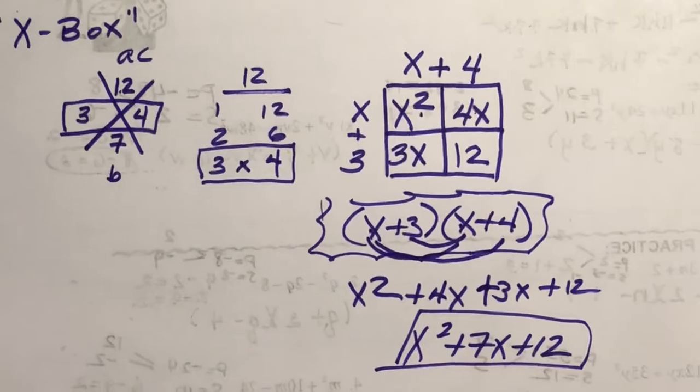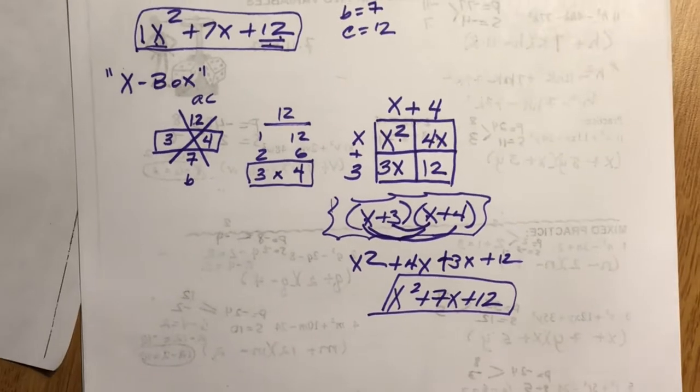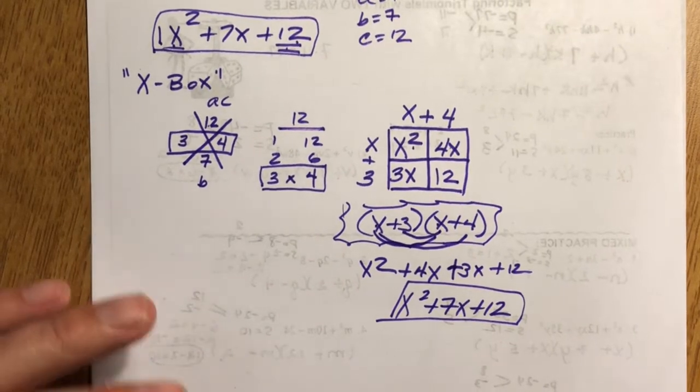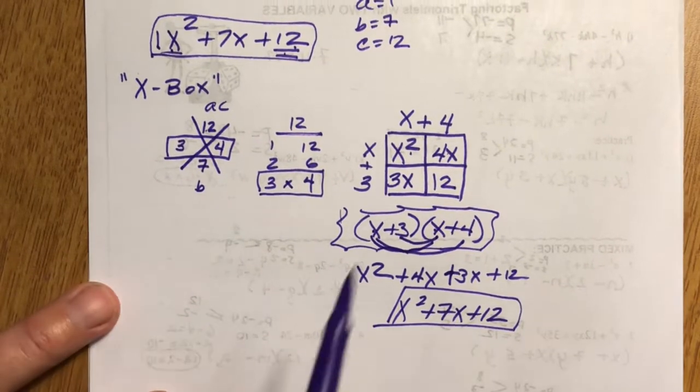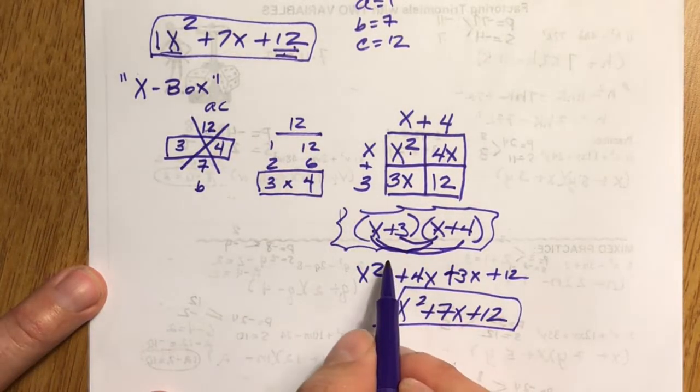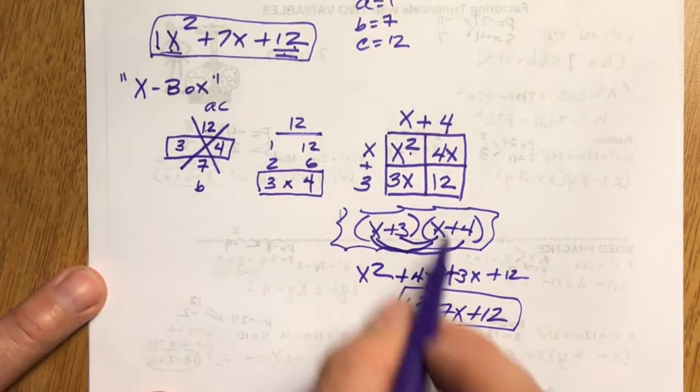Oops, sorry, you guys can't see that. All right, look at that. So guys, just an overview: we took the trinomial and we factored it into those two. This is called the X box.